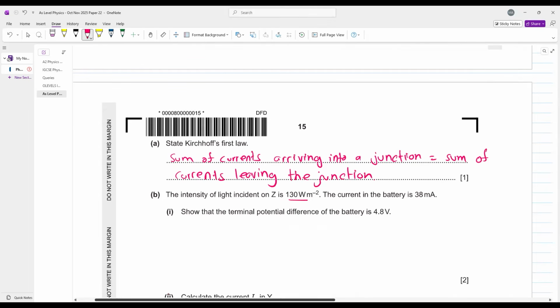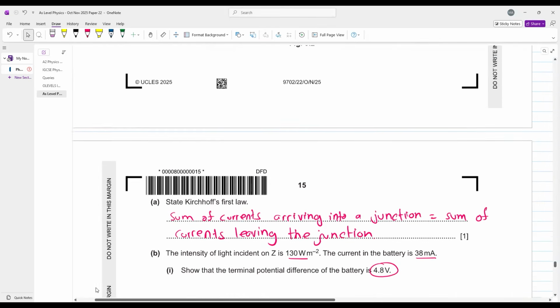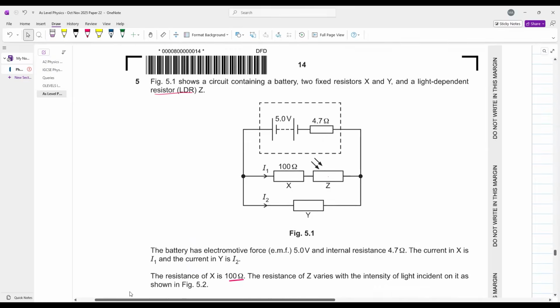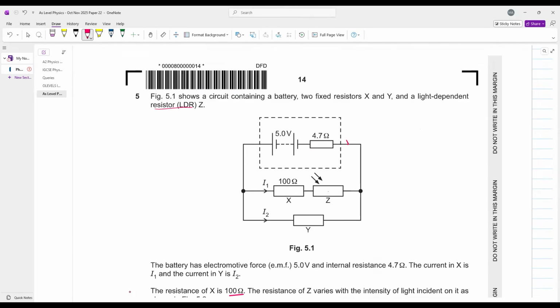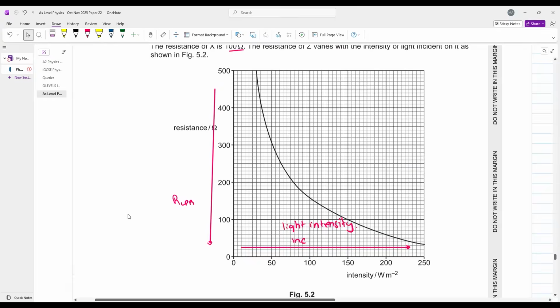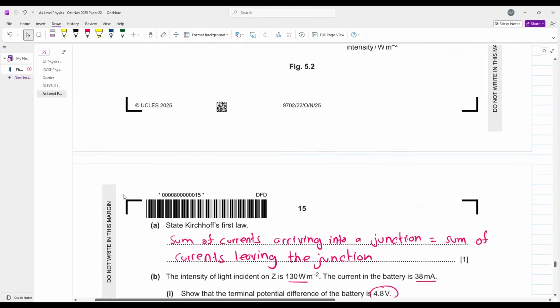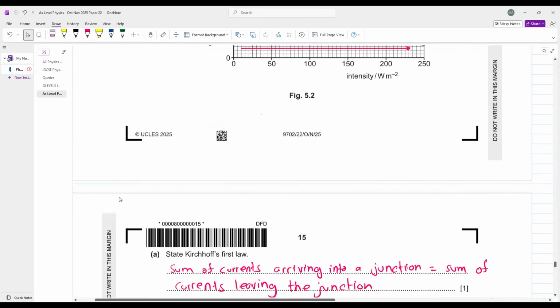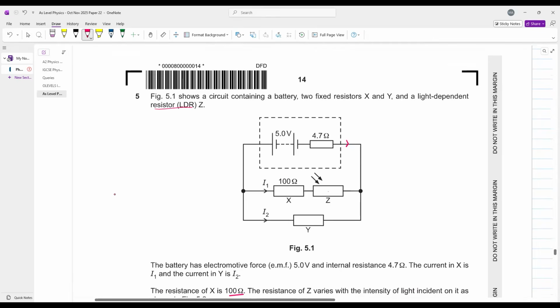अच्छा जी, intensity of light मिल गई. The current in the battery is this. Perfect. Show that the terminal potential difference of the battery is this. अच्छा जी, हमने terminal potential difference of the battery निकाला. Easy, not a problem. You know that the total current is what? अभी हमने देखा कि total current क्या है? 38 milliampere. ठीक है, the total current is 38 milliampere.